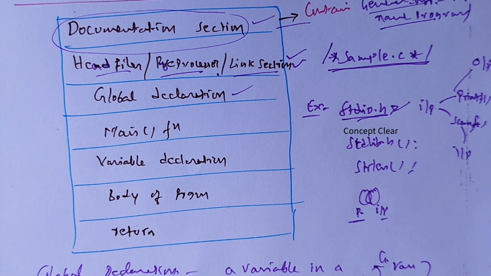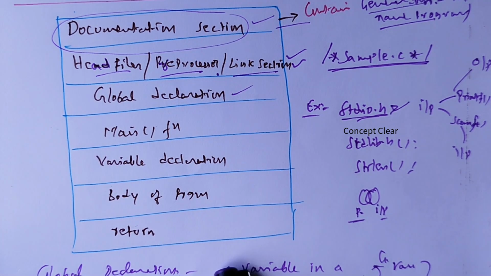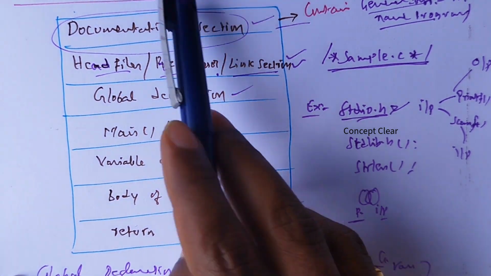And what is the C programming language? C is a structural language. What is the meaning of structural language? We have to follow a set of rules to write the C program. We have to follow these rules to write C programs.